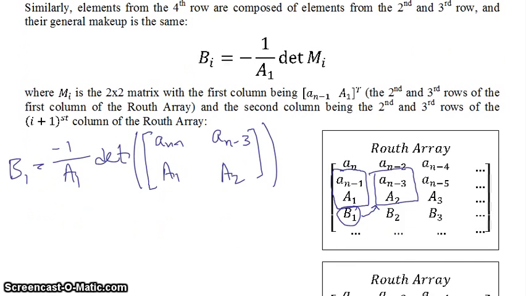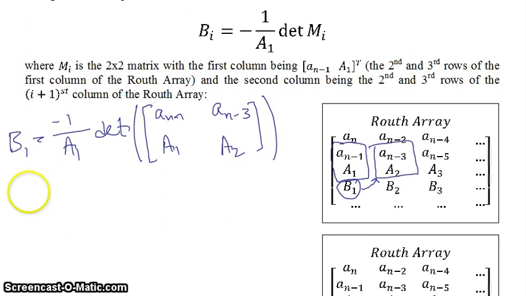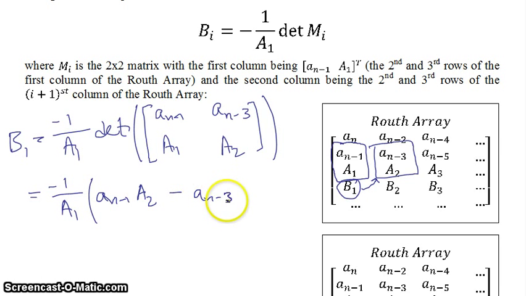If I scroll down just a little bit, B1 therefore is equal to minus 1 over capital A1 times little a_{n-1} times capital A2 minus little a_{n-3} times capital A1. And that will be my value for B1. So I can calculate B1 and substitute it into there.